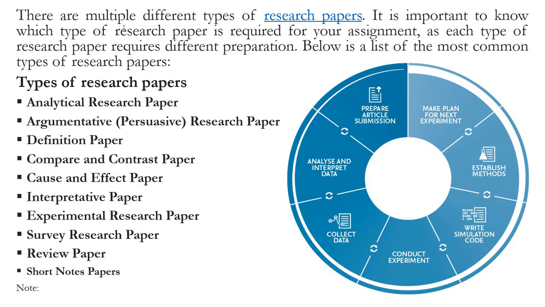Okay, below is a list of the most common types of research papers. Generally, 36 types of papers are there. In our video, we will reveal some of the papers, like analytical research paper, argumentative research paper, definition paper, compare and contrast paper, cause and effect paper, interpretative paper, experimental research paper, survey paper, review paper, action paper, whatever it may be, and short notes paper, and column paper, whatever it may be.